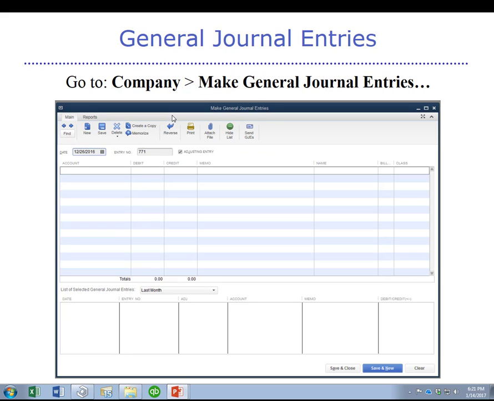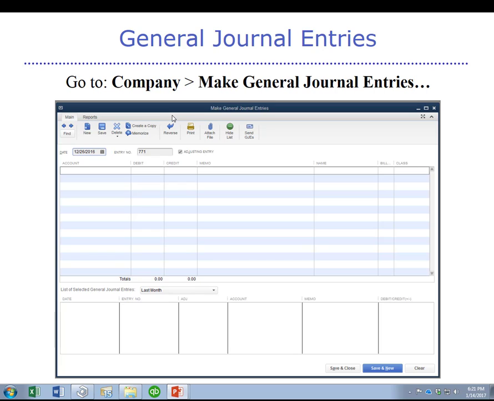The final thing that we'll cover here today is making journal entries. To do this in QuickBooks, we will go to Company and then Make General Journal Entries. This is what the screen looks like inside of QuickBooks to make a journal entry. To do this, we will enter an account, and then we will enter a debit or a credit, and then a description in the memo field, and then an offsetting entry for the debit or credit.